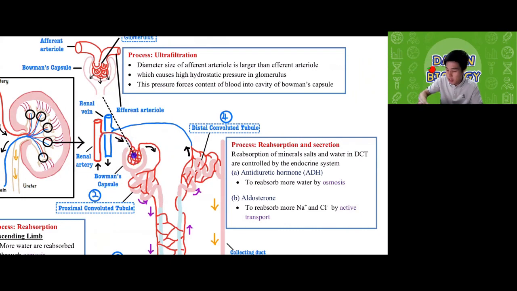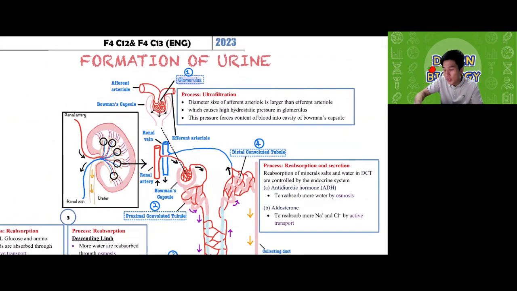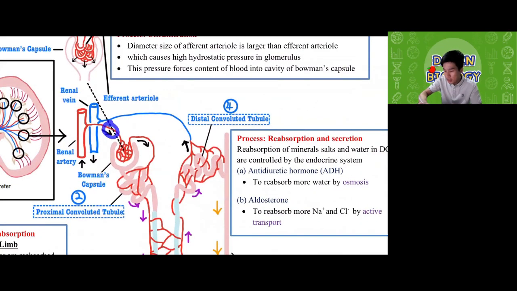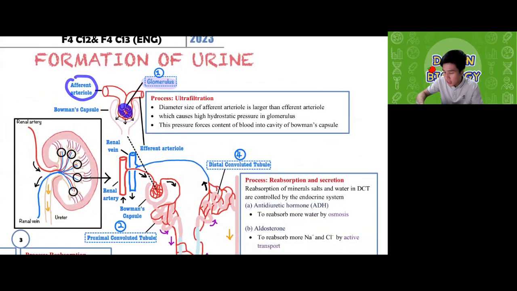Okay, so this blood capillary, it's not called blood capillary here, it's called glomerulus, whereby it's basically something like artery, capillary, vein. Similar actually. Here just the name is a bit different. Here they call it afferent arteriole, go into the glomerulus, then come out to the efferent arteriole.